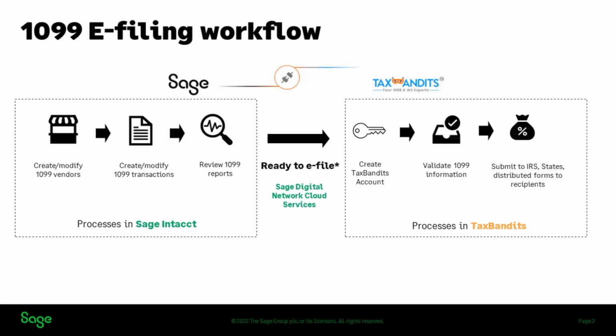In TaxBandits, the system will check for any errors that need to be corrected to meet IRS or state requirements. There are other services you can select, such as online access or mailing copies to the recipients. After you submit forms to the IRS from TaxBandits, you can check the status of your submission in your TaxBandits account.